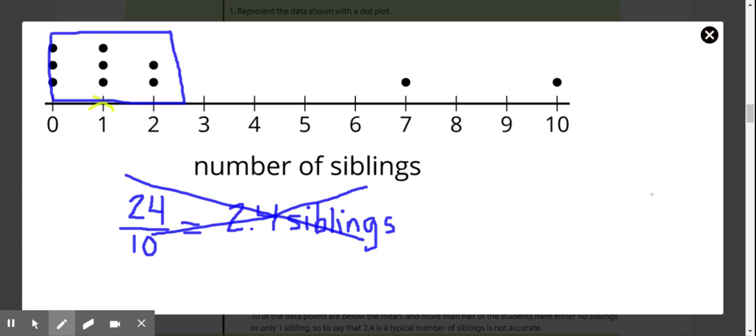Go ahead and pause this video and read the next part 3, because it's going to talk about why we would use that typical, and what we could explain that as in a statistical term. And this is going to keep us going with the same sibling information.